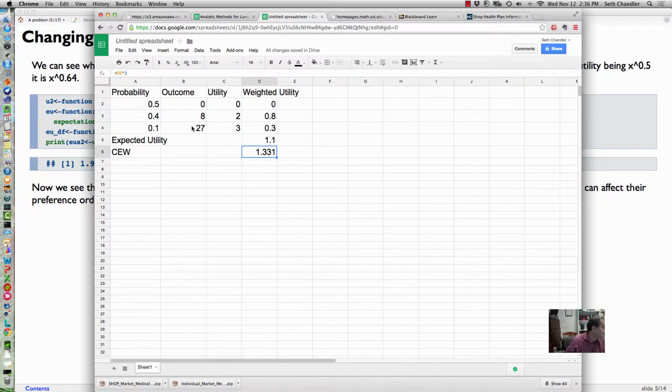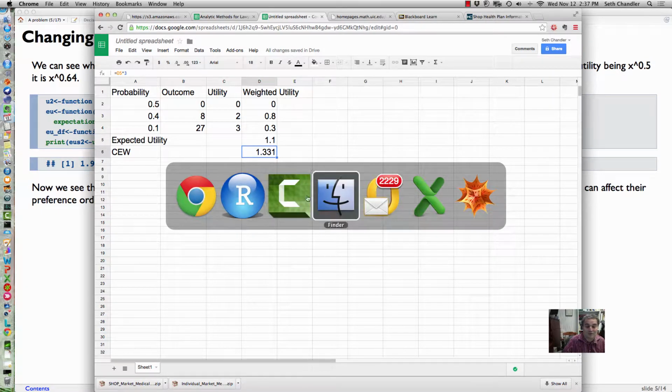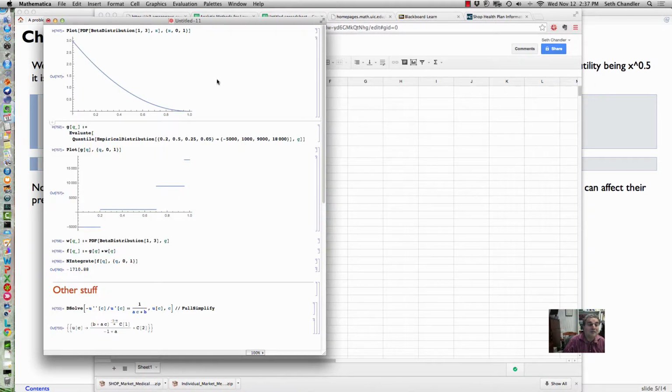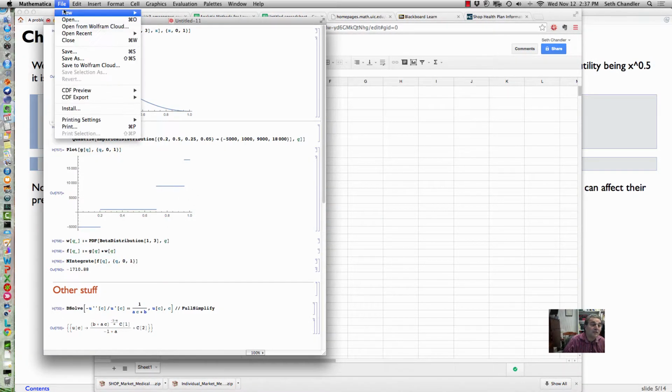And so we see that this person, in some sense, is pretty darn risk averse. That's what we get. So, any questions on that? All right, let's do it in R and Mathematica, and we'll see how that works out. Let's start with Mathematica. And we'll make a little new notebook here.